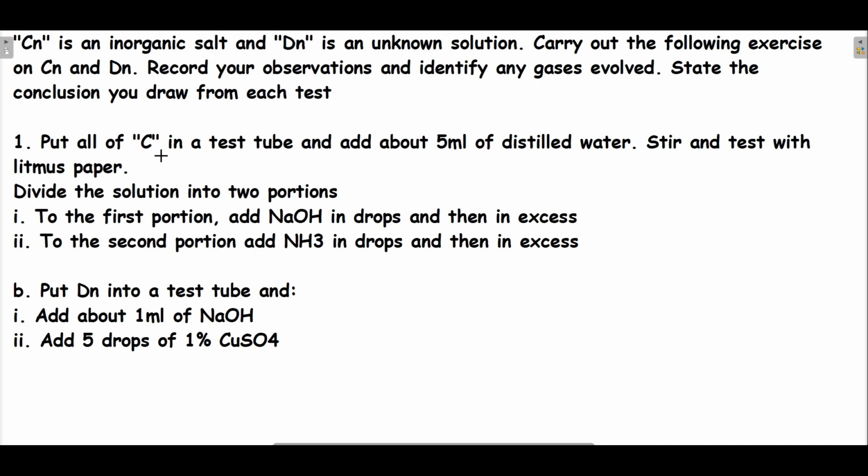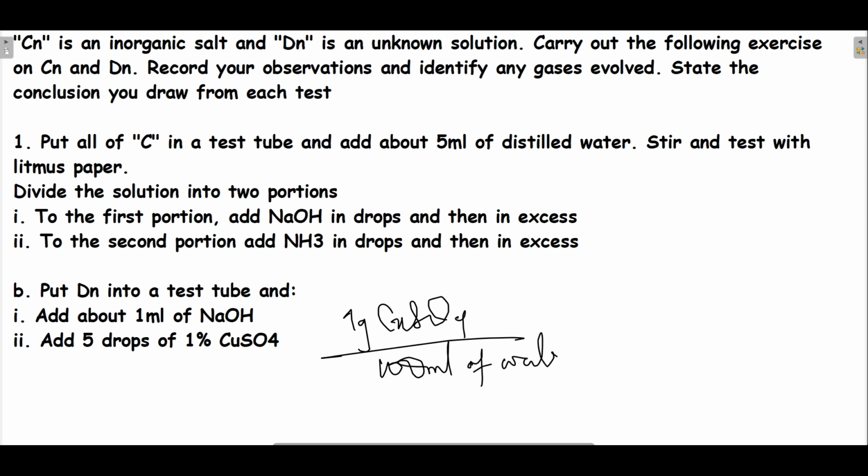You start first by putting all of C in a test tube and add about 5 ml of distilled water. Stir and test with litmus paper. Divide the solution into two portions. To the first portion, add sodium hydroxide in drops and then in excess. To the second portion, add ammonia in drops and then in excess. Then you put DN in a test tube and add about 1 ml of sodium hydroxide and 5 drops of 1% copper sulfate solution. Depending on how you prepare your copper sulfate solution, 1% just means 1 gram of copper sulfate in 100 ml of water.